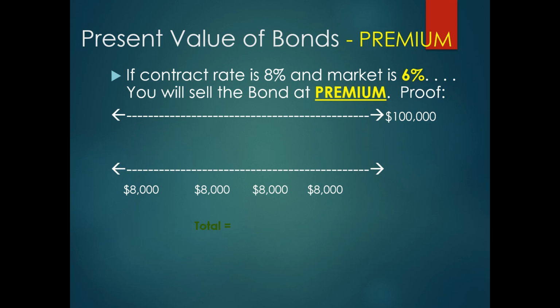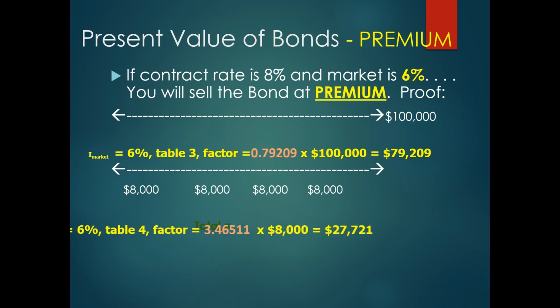Okay, now let's do the same for a premium. As we said earlier, if the contract rate is 8%, but the market's only paying 6%, we're going to sell that bond higher than face value. So we have those two timelines, one for the principal, 100,000, and one for the payments. We go to the table and use the market rate of 6%, and we get 79,209 for the 100,000.